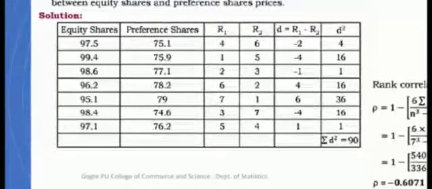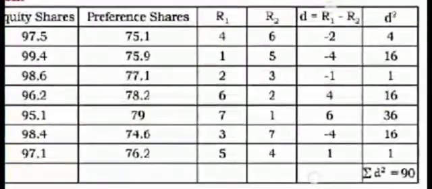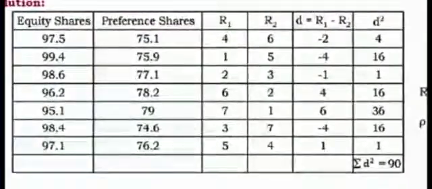So again you give them ranks in the form of R1 and R2. Highest value, who is the highest among them, 1, 2 and so on. D is equal to R1 minus R2. D square, same thing. Apply the formula.